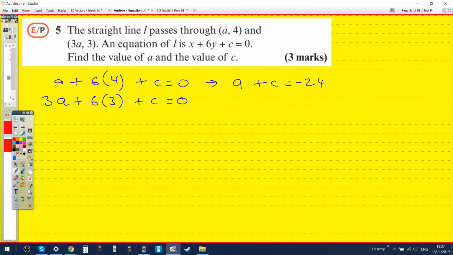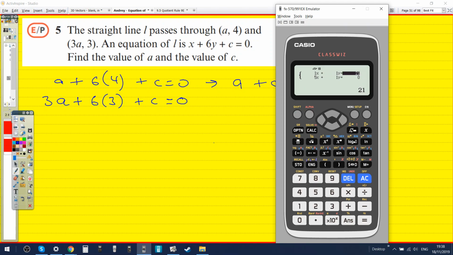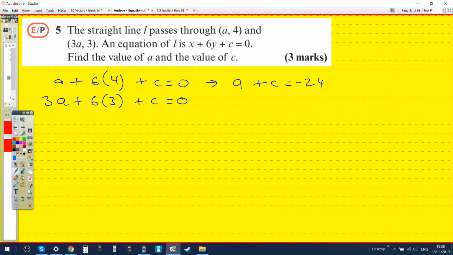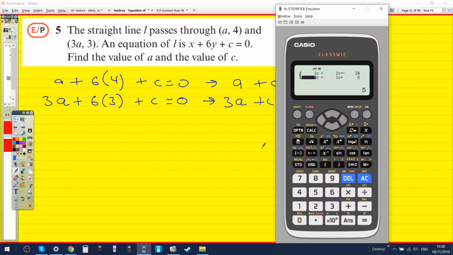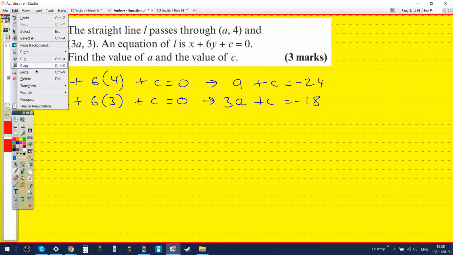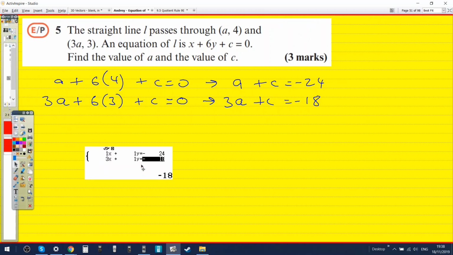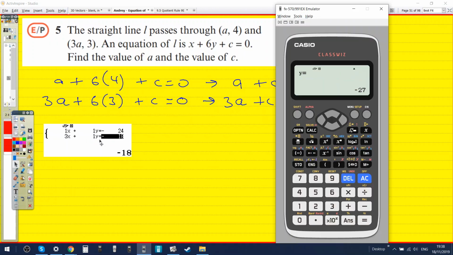So does that mean that the first line will be 1x plus 1y equals minus 24? Yeah. And then for the second line, will it then be 3, 1, and then minus 18? Yeah. And then I got x is 3 and y is 27. That's it. Oh, minus 27, sorry. So yes, 3 and minus 27.